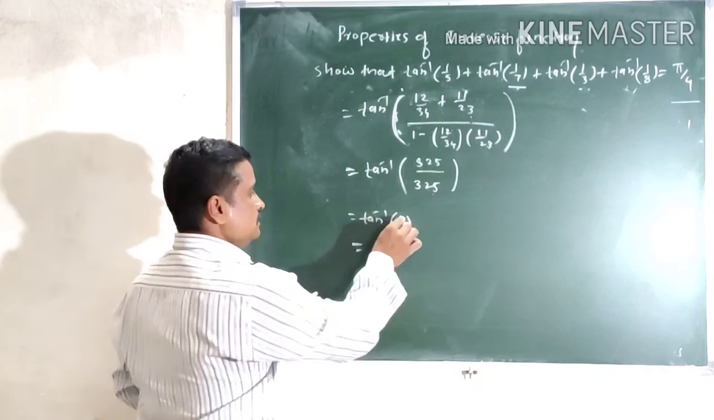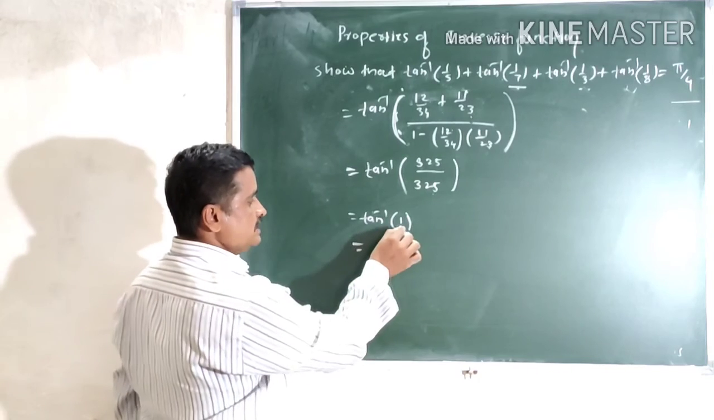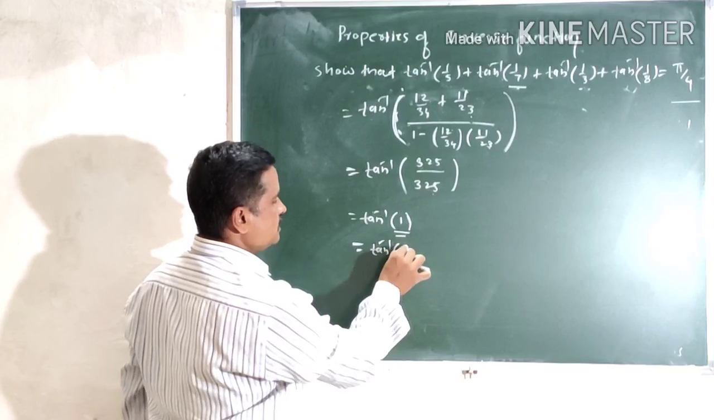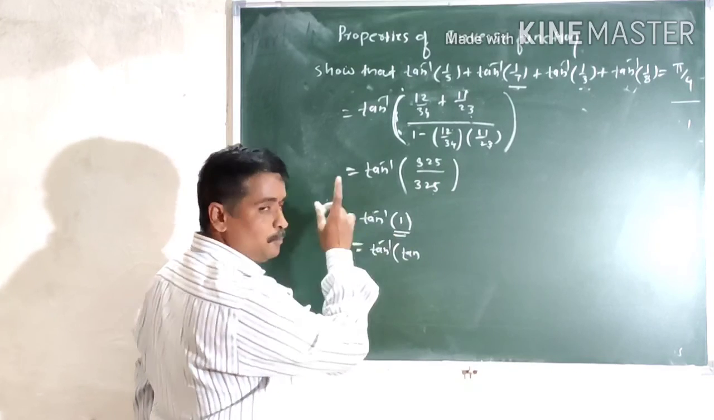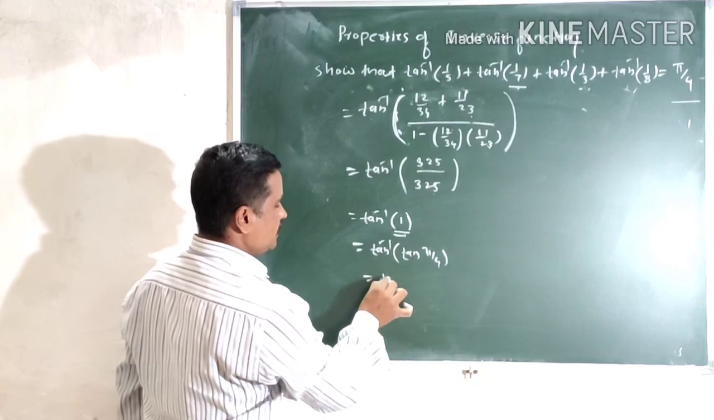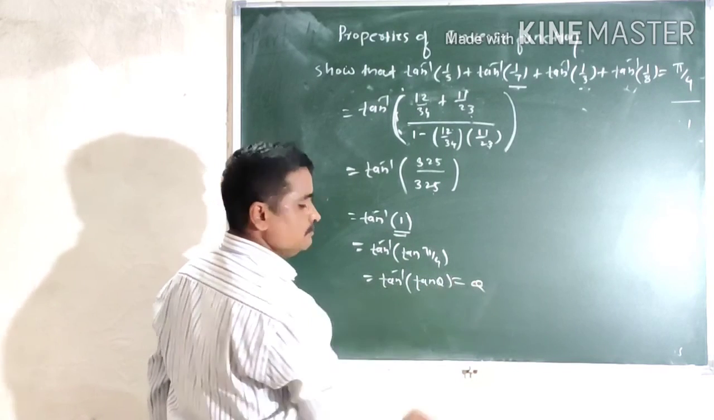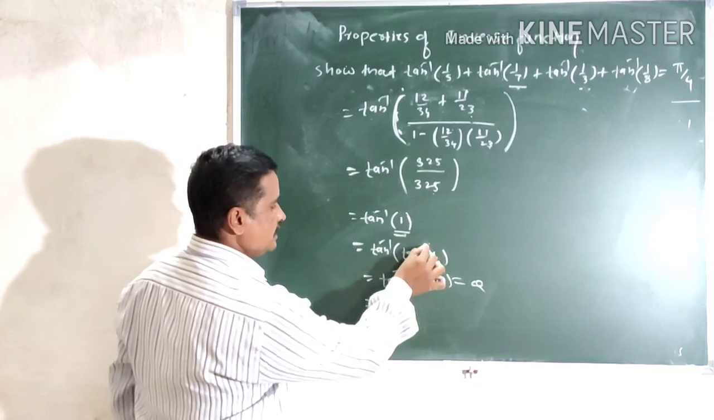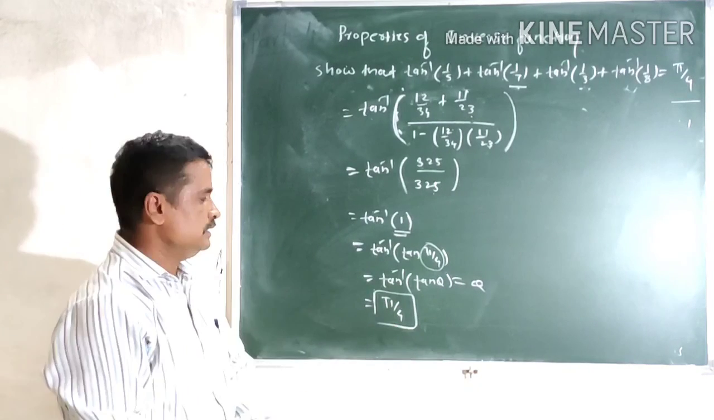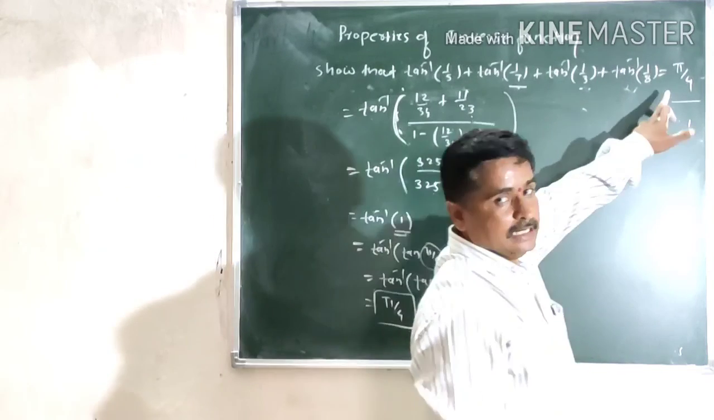But we know that the value 1 can be written in the form of tan theta, that is tan pi by 4 has value 1. So we can write it as tan inverse of tan pi by 4. But we know the property that tan inverse of tan theta is nothing but theta. So theta in this case is equal to pi by 4, which is our right hand side.